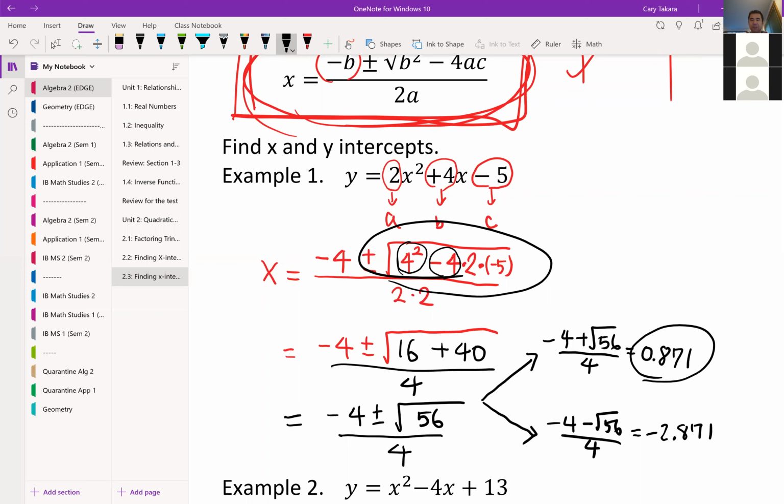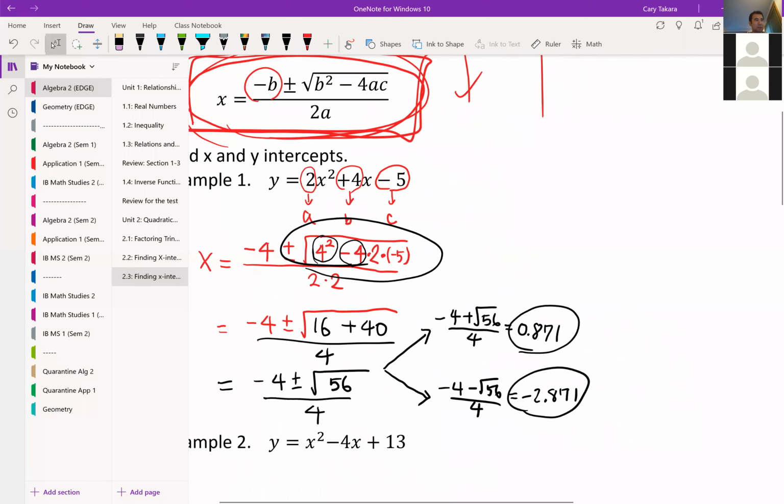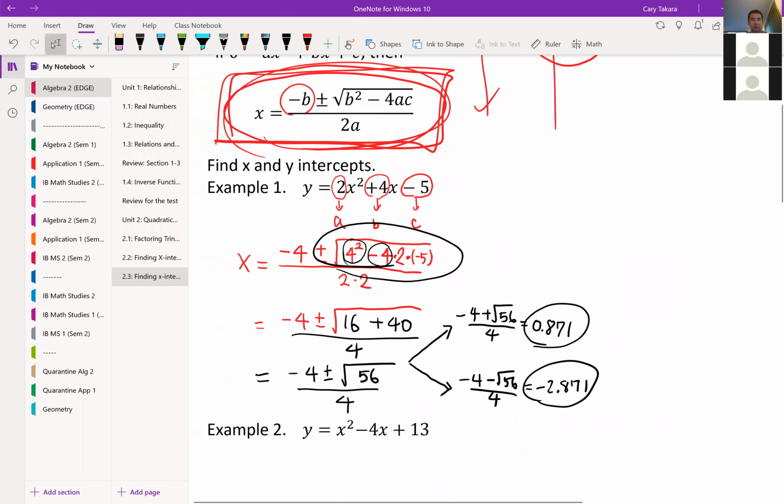So here's the first x-intercept, and this is the second x-intercept. Did you get that? Same number?